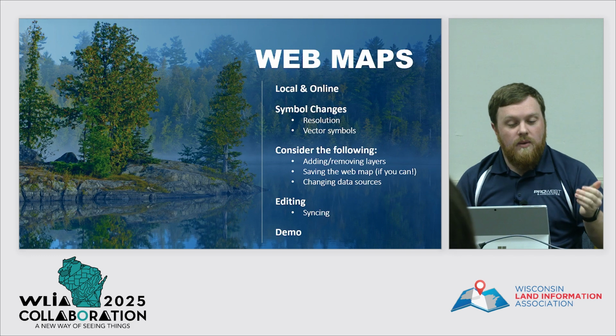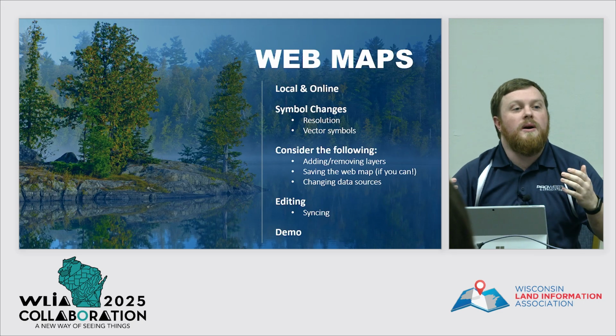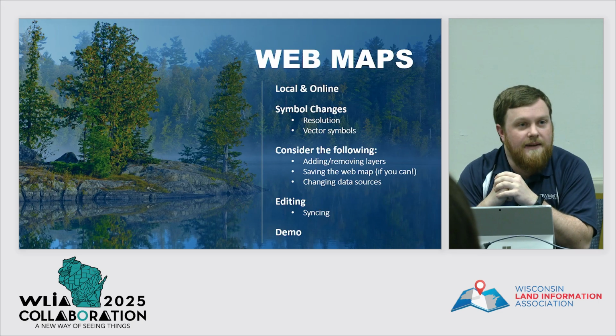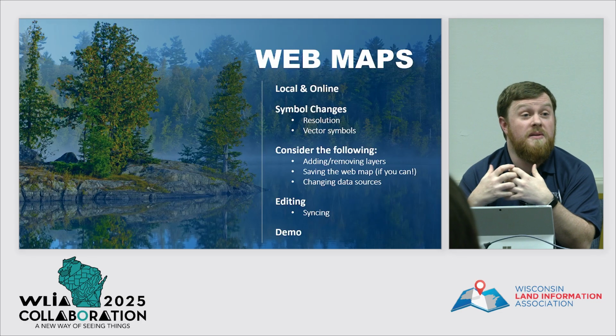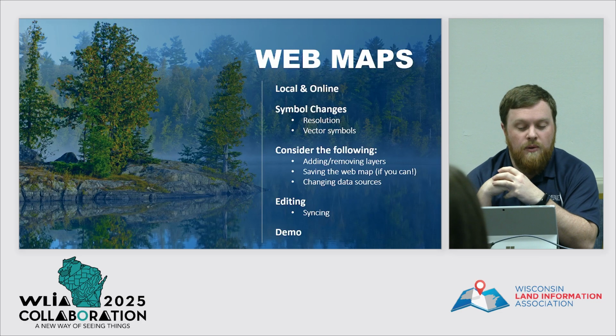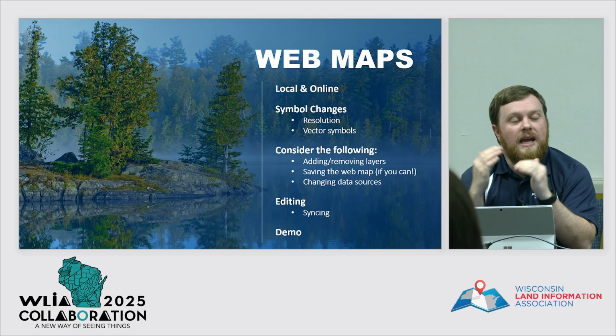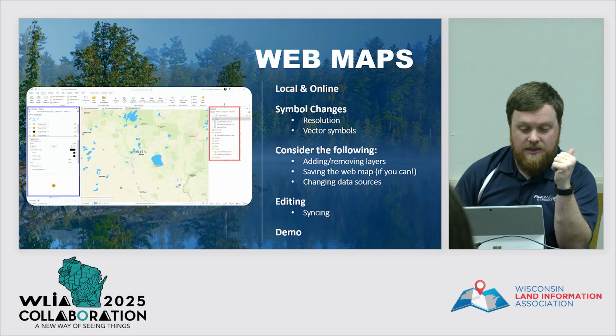And so what are the key considerations for building web maps in the various environments? Well, the biggest one is symbology. Symbol changes can define where you do certain things. And I'm going to mention later about the different web maps of local and online. But what capabilities does online have versus Pro for creating that symbology?